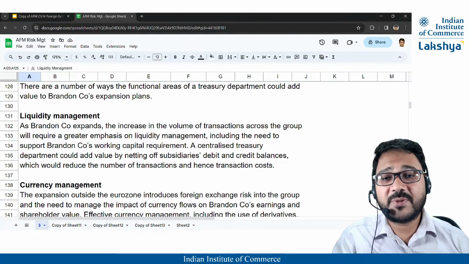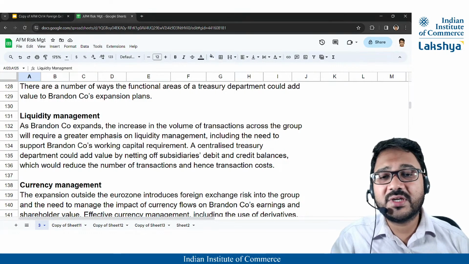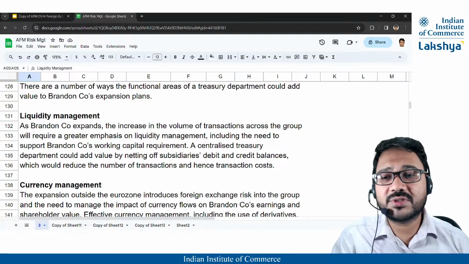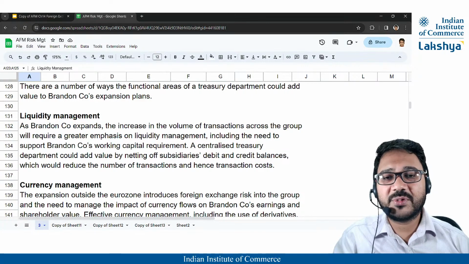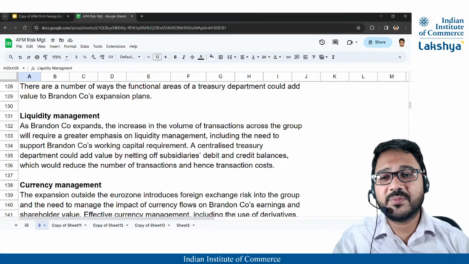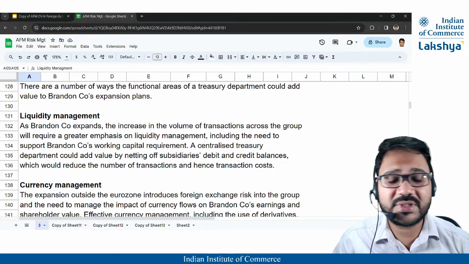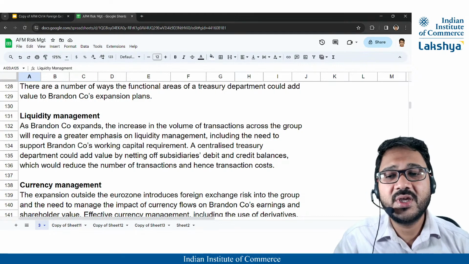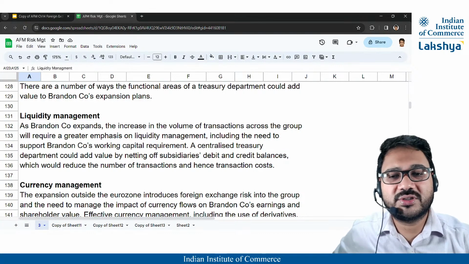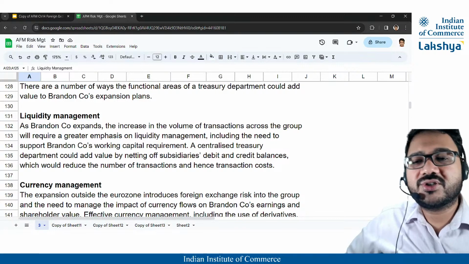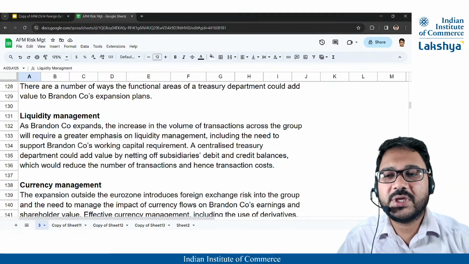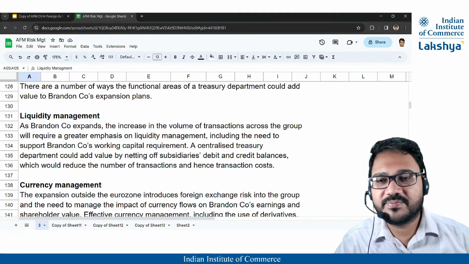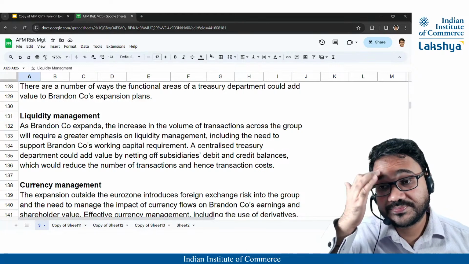As Brandon company expands, the increase in the volume of transactions across the group will require a greater emphasis on liquidity management, including the need to support Brandon company's working capital requirements. A centralized treasury department could add value by netting off subsidiaries' debit and credit balances, which would reduce the number of transactions and hence the transaction costs. So it will bring down transaction costs and also help in liquidity management by going central.